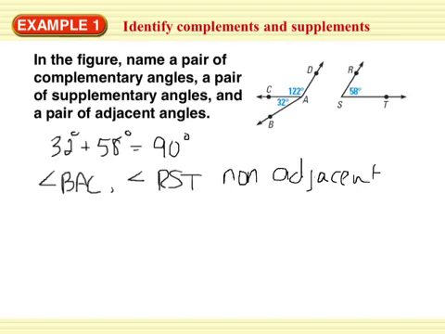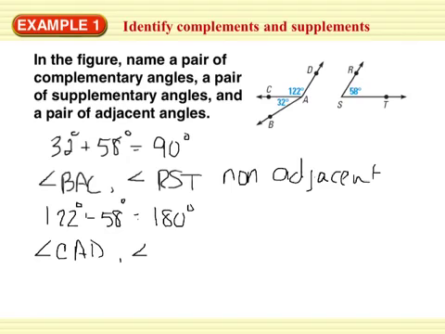Okay, let's look for two supplementary angles. I have 122, but I need to find an angle that's going to add to that to get 180, and it looks like 122 plus 58 will give me 180 degrees. So 122 is angle CAD and angle RST, but they are also non-adjacent.